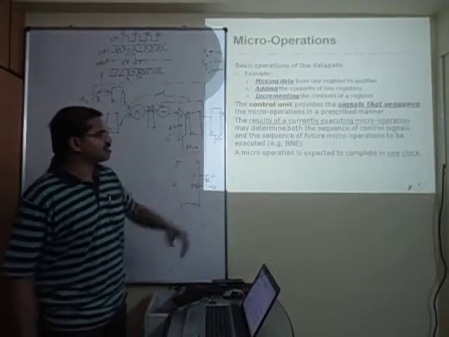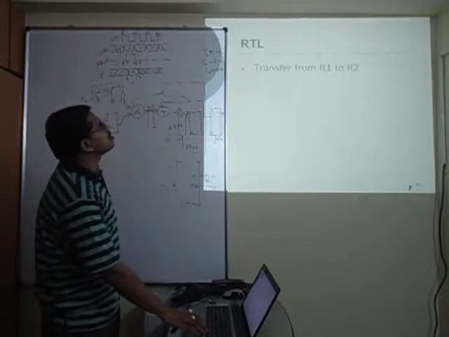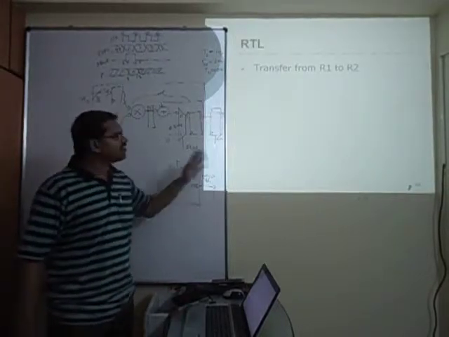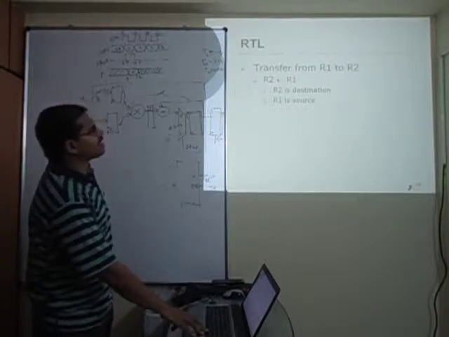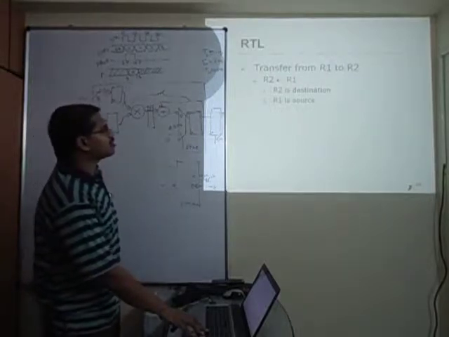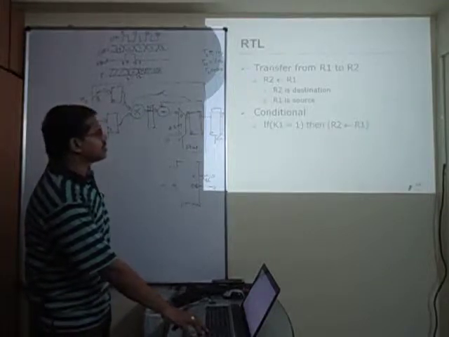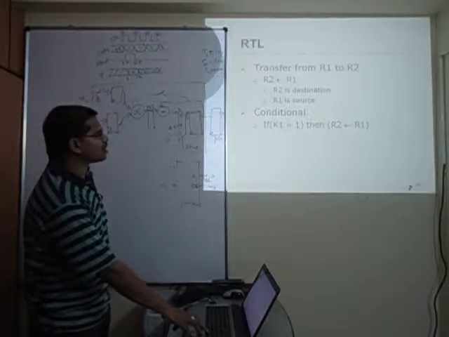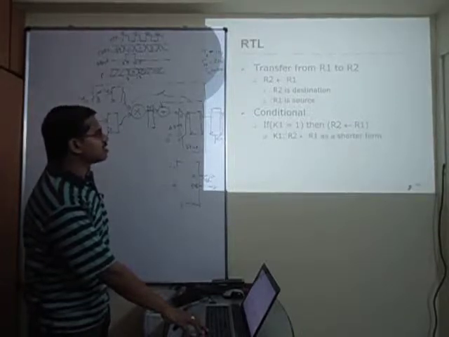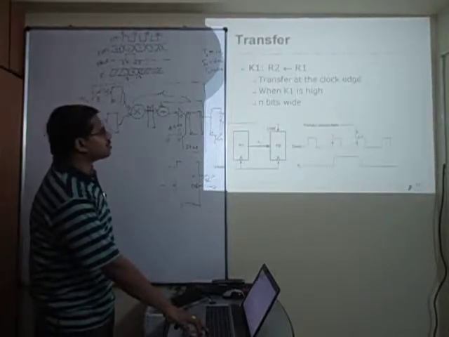The example is actually a branch instruction kind of thing. We know very well that when you want to implement this kind of thing, you have to think from an RTL perspective. So let's take an example: you have an R1 to R2 data move, where R2 is the destination and R1 is the source. Then if you have a condition that if K1 is equal to 1, then R2 is assigned R1, these are shorter forms of representation. So how do you do that?